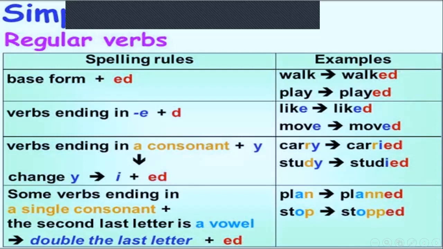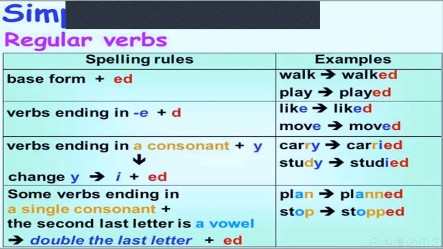We will here double the last letter. What is the last letter here? Letter N. So we will double the last letter, add another N here before adding ed. We double the last letter, write the last letter again, plus ed.